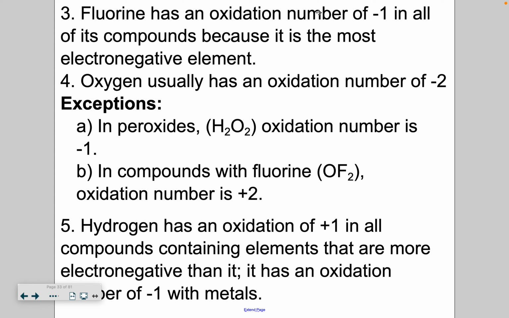Third rule: fluorine has an oxidation number of -1 in all of its compounds because it has the highest electronegativity value of 4.0.